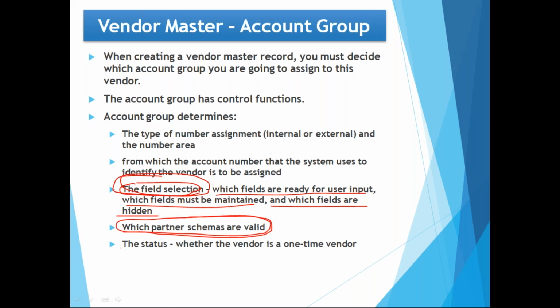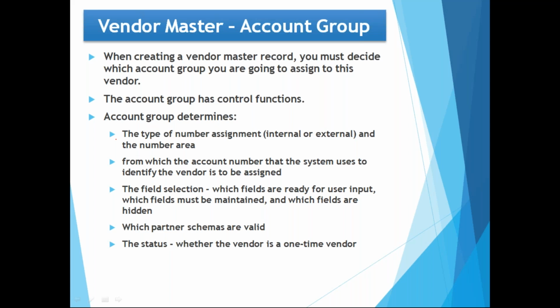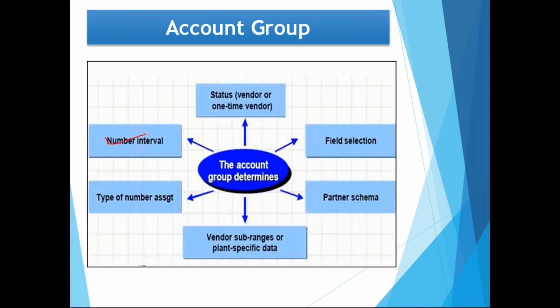Okay, and the status, whether it is a one-time vendor or a regular vendor, that is also determined by this account group. So basically account group will control all these functions. One is the number interval, which I just showed you. Type of number assignment, whether internal or external. In our case, the system assigns the number, so this is internal numbering. And what are the partner schemas available? That is also controlled by account group.